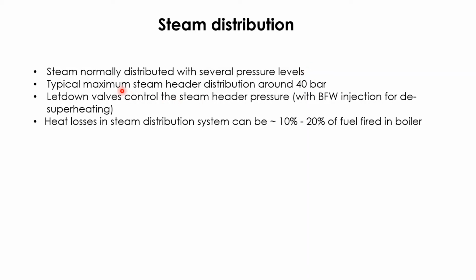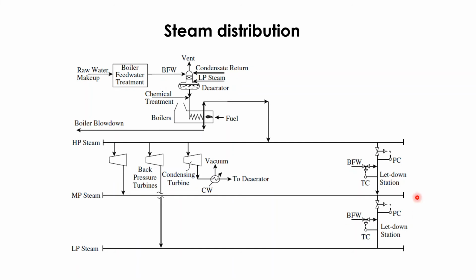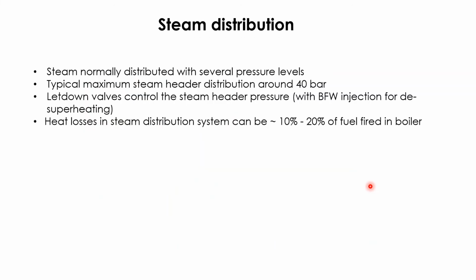A typical maximum steam header distribution pressure is around 40 bar gauge. The let down valve on the right side of the figure here is used to control the steam header pressure, with boiler feed water injection for the de-superheating. And the heat loss in the steam distribution system can be around 10 to 20% of the fuel fired in the boiler. So it is quite a lot.